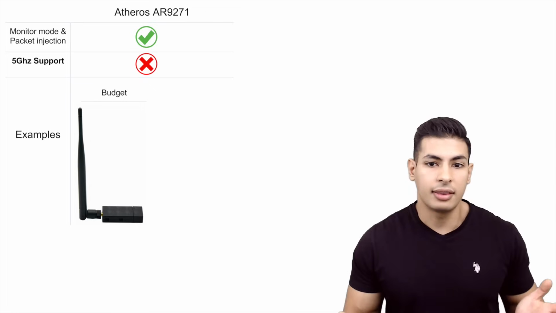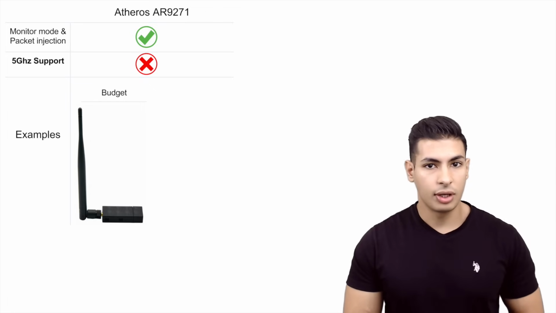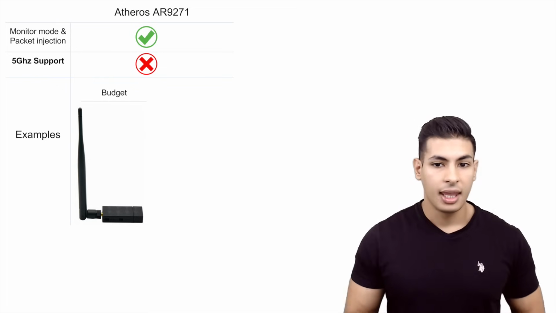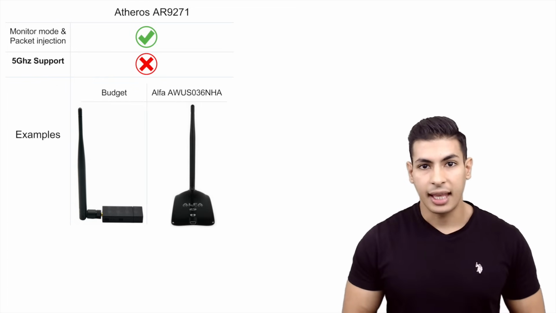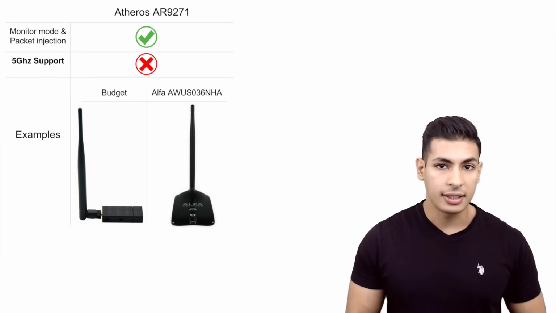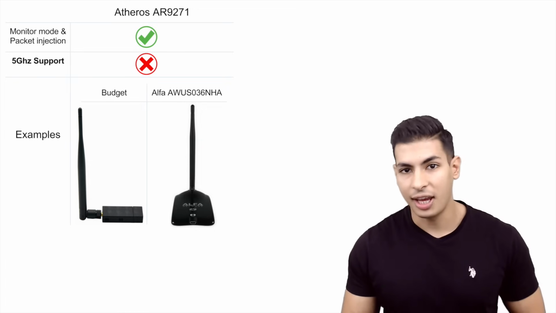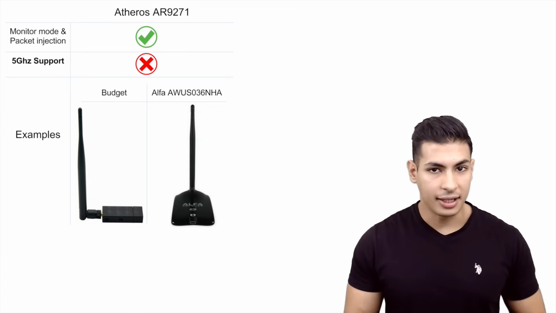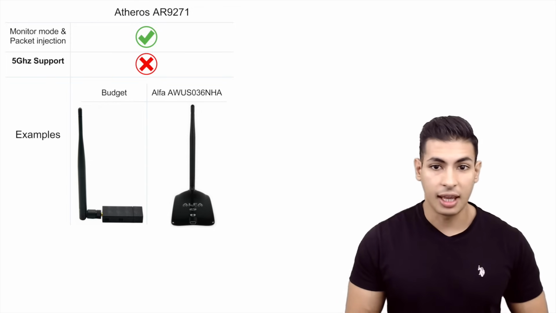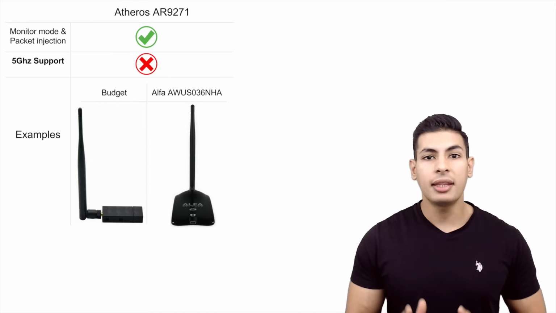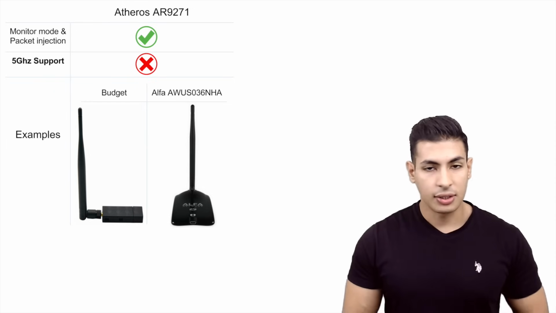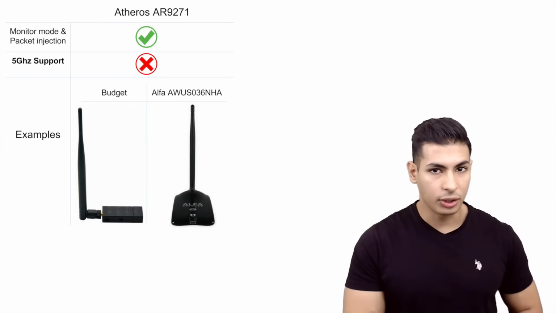The only thing is that this adapter is unbranded, so it's a bit cheaper. The second option is to get the Alpha AWUS036NHA. Now, this is a wireless adapter that's made by Alpha, which is a very popular company, and they make great wireless adapters. So again, it has the same chipset as the budget one.